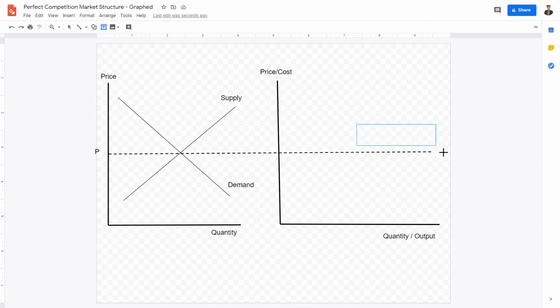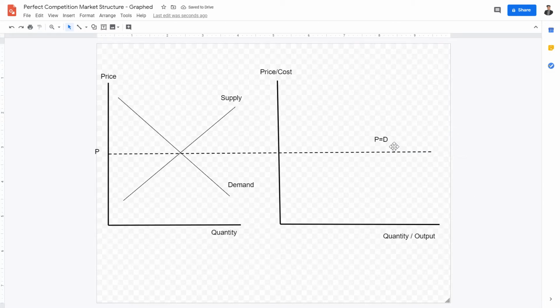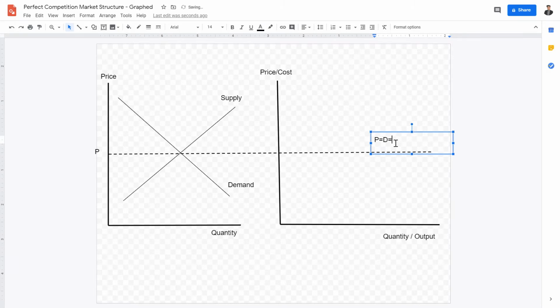So what does this line represent in this new diagram? There are a few things that it means. The first one, of course, is the price. We take the price directly from plane one, which is right here. So it's the price. It also equals demand. Why is this demand? Because this demand is perfectly elastic.